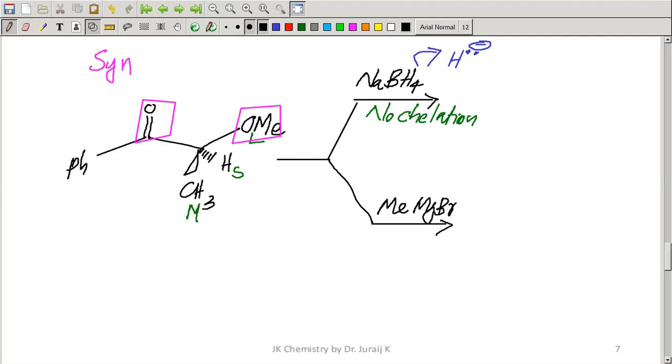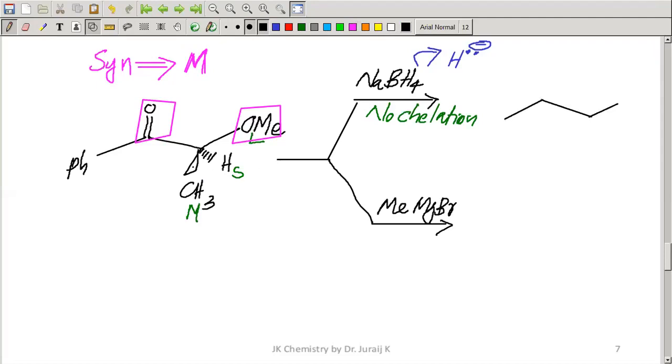what will be the stereo outcome? We have learned that in the case of syn, no chelation, your stereo outcome is based on the medium group. So attack takes place from the side of the medium group. Here, the medium group is in the wedge. Okay, so I am drawing the structure.